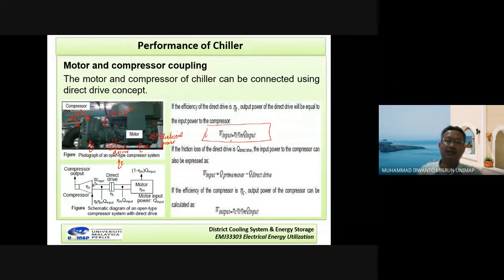If you want to analyze the output power of this compressor, from here to here we have three types of efficiency: motor, direct drive, and also compressor. So the output power of this compressor is the multiplication of these three types of efficiency and the input power of the motor, given by this one.